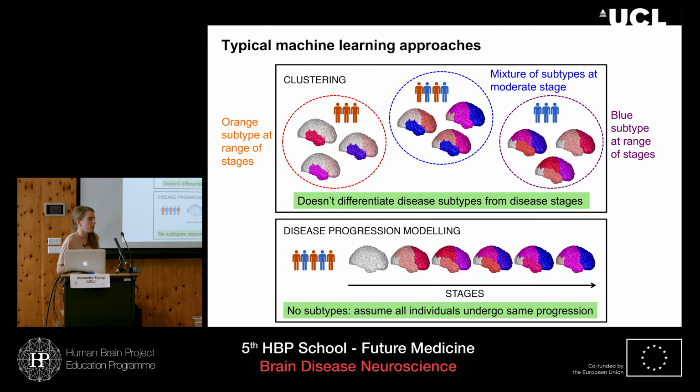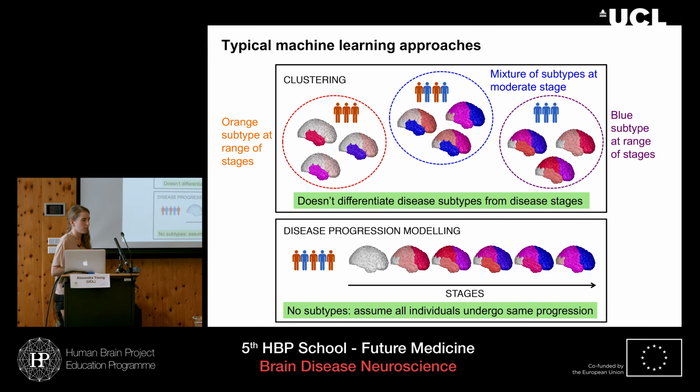Typical machine learning approaches that have been applied to this problem previously are, firstly, clustering, which just associates individuals with similar biomarker values. But you don't get a differentiation of what is a disease subtype and what is a disease stage. So here we can see that you might have the orange subtype, but at a range of stages in one cluster. Another cluster might correspond to a mixture of subtypes at a moderate stage, and another cluster might correspond to another specific subtype at a range of stages. On the other hand, you have disease progression modeling techniques, which assume that there's a single progression pattern for all individuals, so they don't have subtypes.